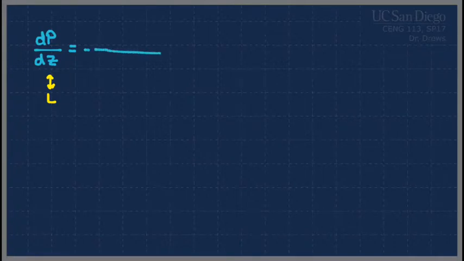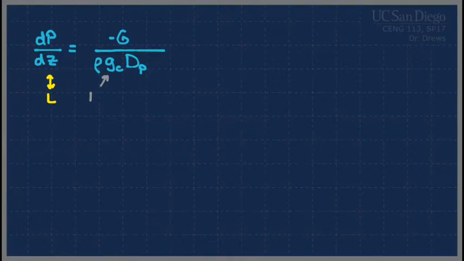All right, this has a couple of components to it. There is a negative sign sitting out front. Actually, let me just move the negative sign up top in case it's not clear. So the first parameter is G over rho, G_C, D sub P. G sub C, if you don't remember, has a unit of 1. That's the gravitational conversion constant. In SI, it's exactly 1.